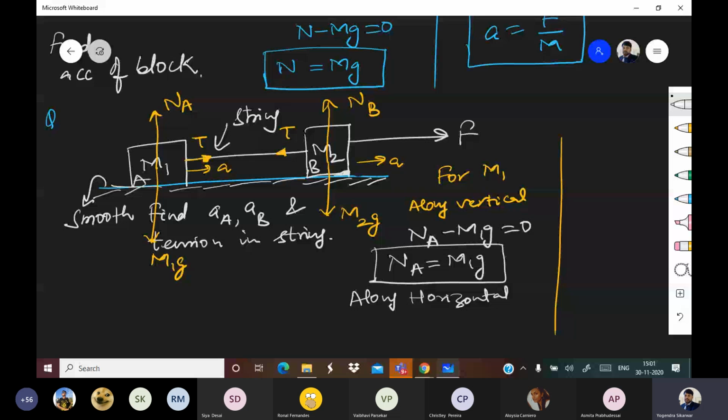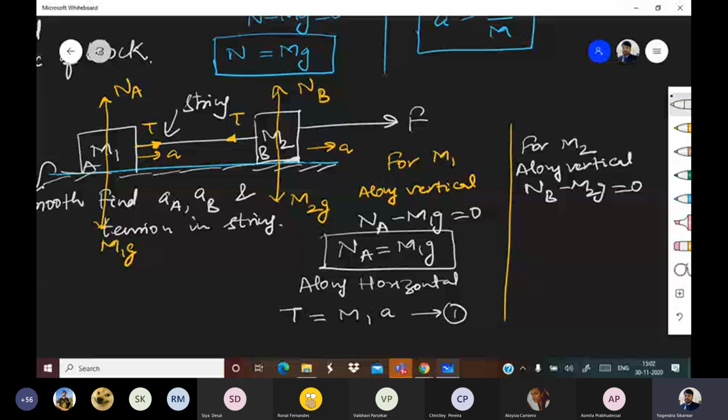Now we'll be talking about M2. For M2 along vertical, same story. NB minus M2G is equal to 0, and that gives us NB is equal to M2G.